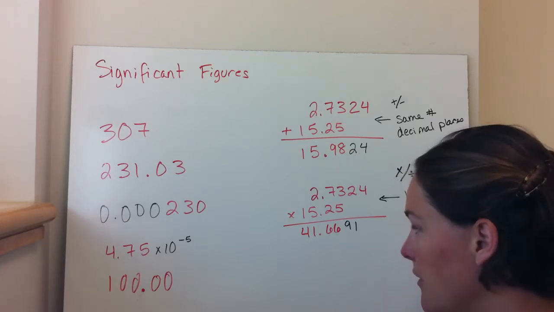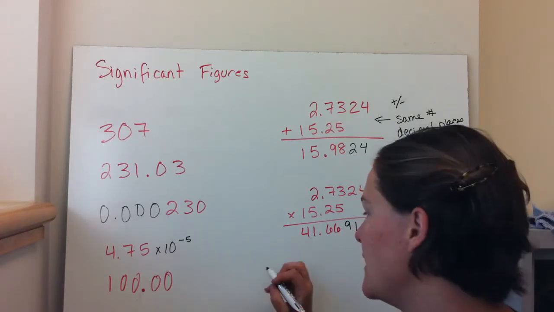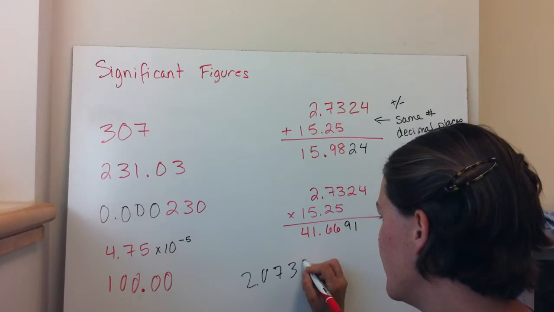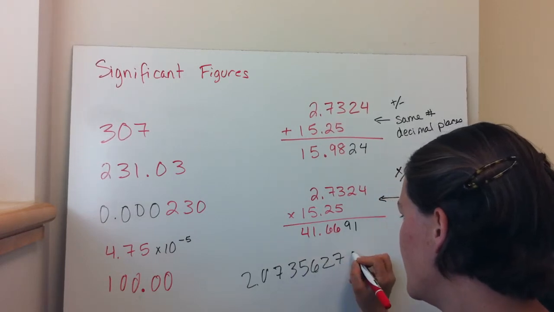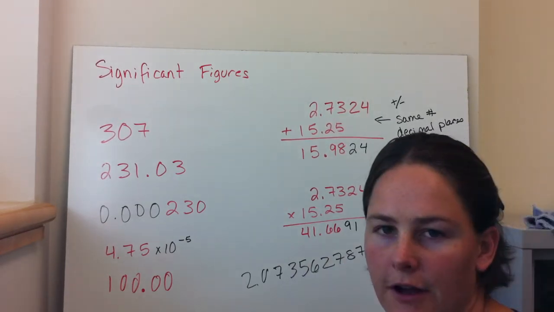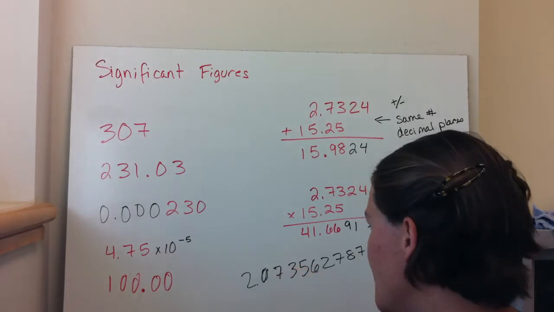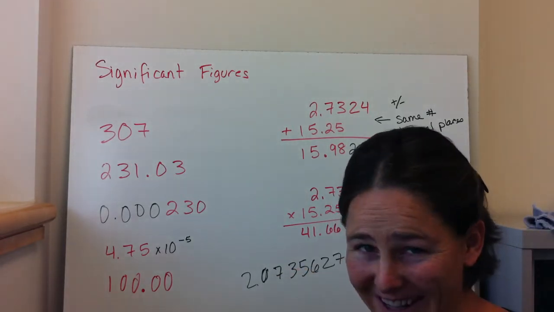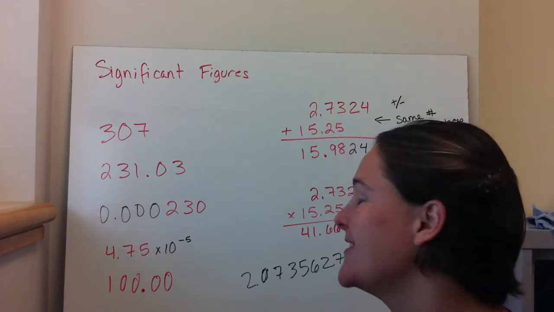When you multiply something and you end up with a long number like that in your calculator, probably not all of these digits are significant, so you shouldn't be giving them to me in your homework. So this is definitely something to pay attention to.